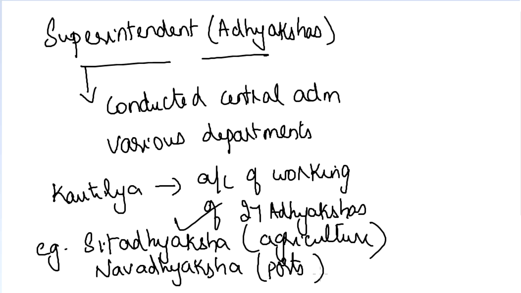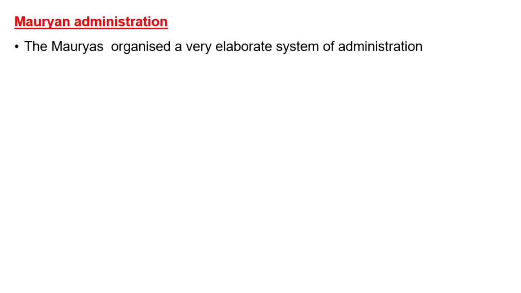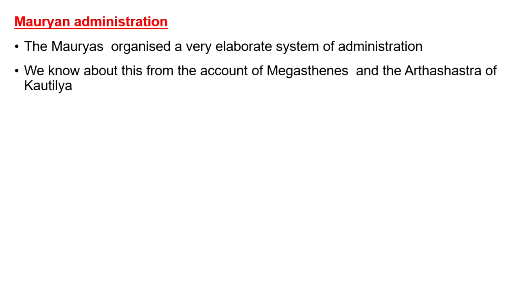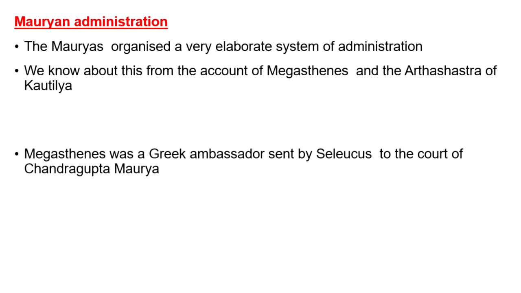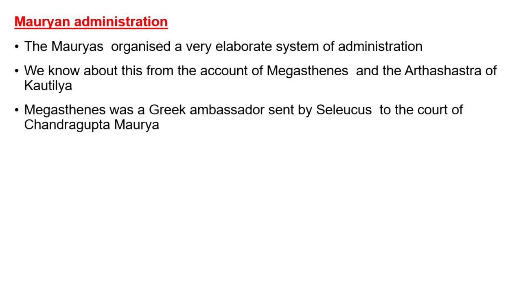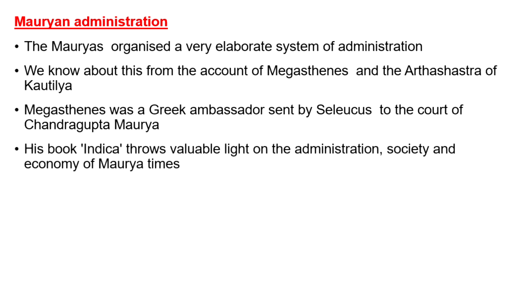Now let us go through the points which we have studied till now. Regarding the Mauryan administration, the Mauryas organized a very elaborate system of administration. We know about this from the account of Megasthenes and the Arthashastra of Kautilya. Megasthenes was a Greek ambassador sent by Seleucus to the court of Chandragupta Maurya. His book Indica throws valuable light on the administration, society and economy of Maurya times.